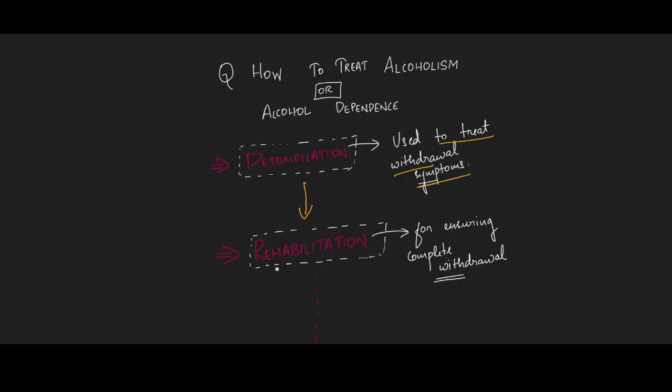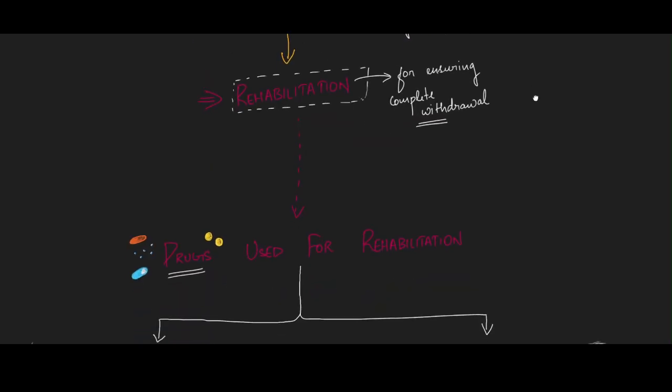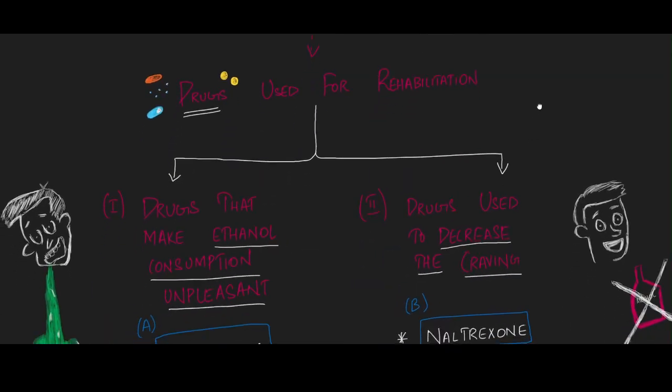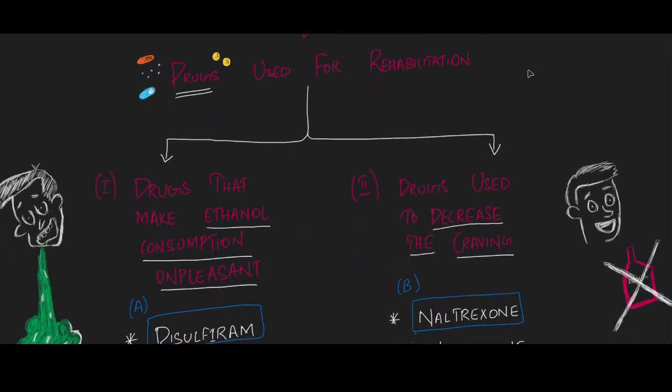Now, in rehabilitation, what we do is ensure that the patient achieves a complete withdrawal. That means he or she does not tend to drink alcohol again. And for rehabilitation, we use some drugs. So in this video, mainly we'll be learning about those drugs.